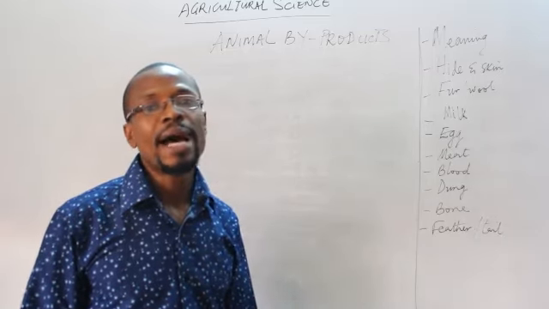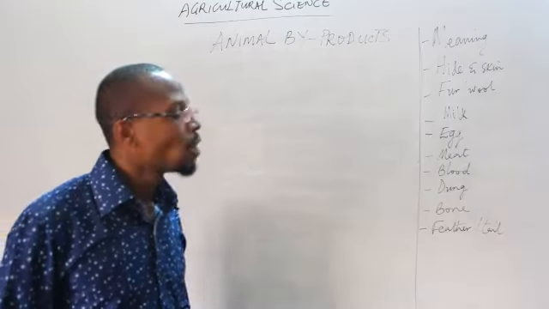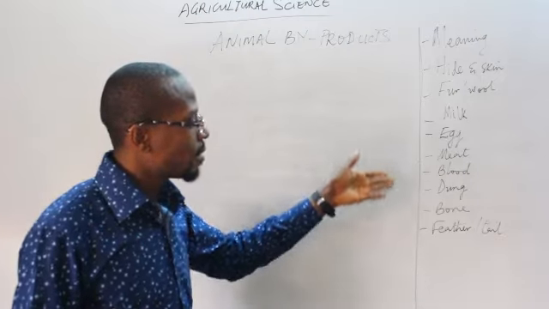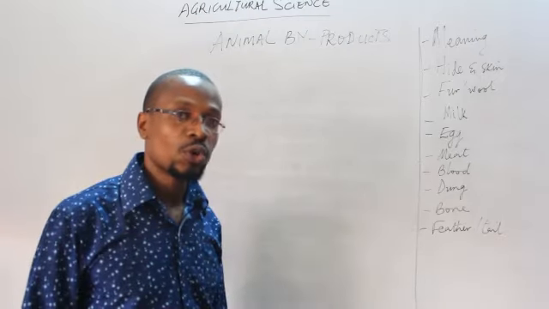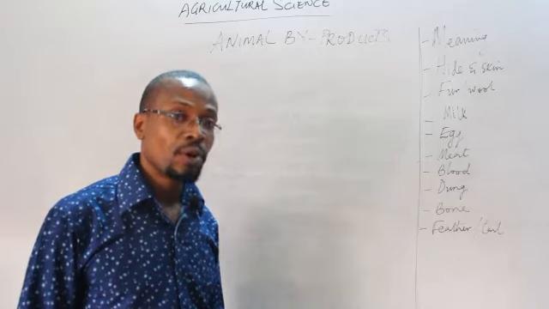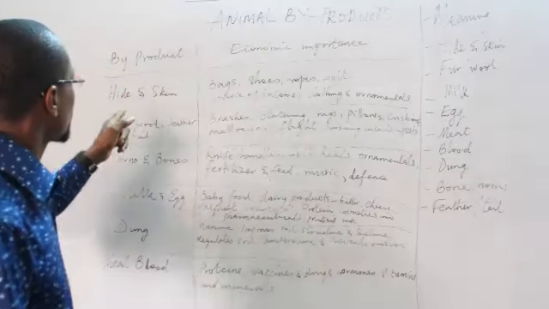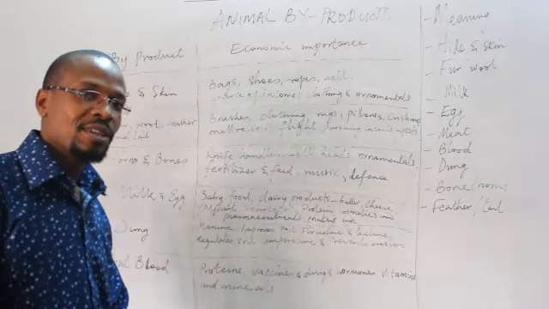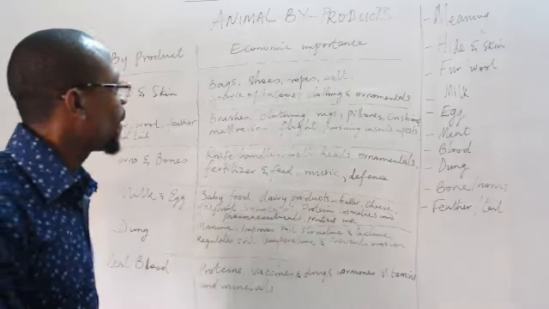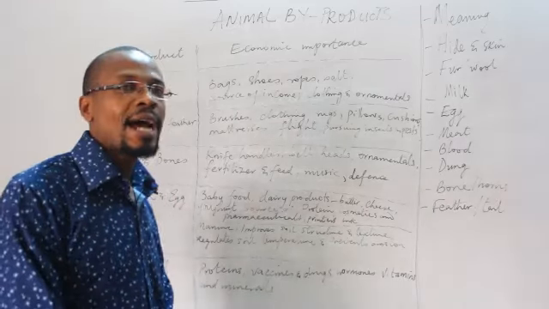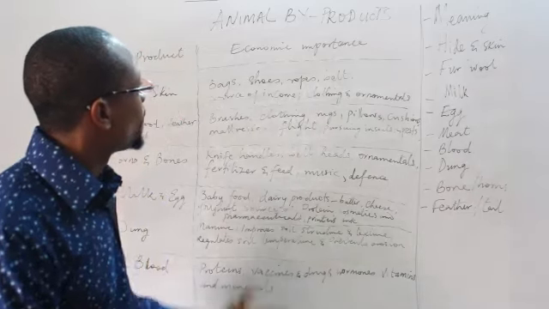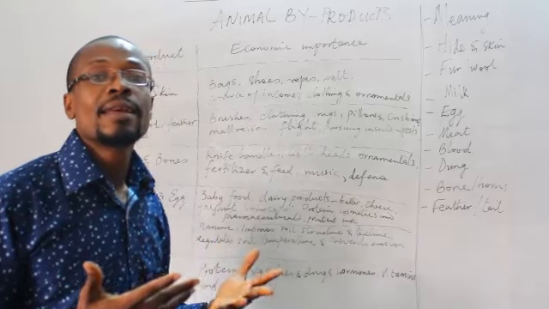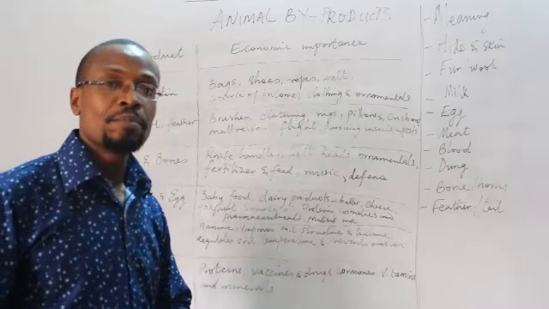They are called byproducts. Now, talk about the hides and skins, okay? We will look at these byproducts and also consider their economic importance. The first on our list is the hide and the skin. That's what we usually call hides and skins. Okay, now hides and skins are usually very instrumental in our leather production. Okay, the production of leather.